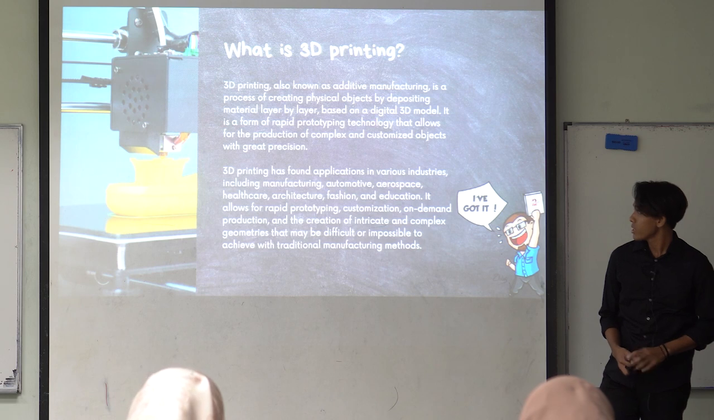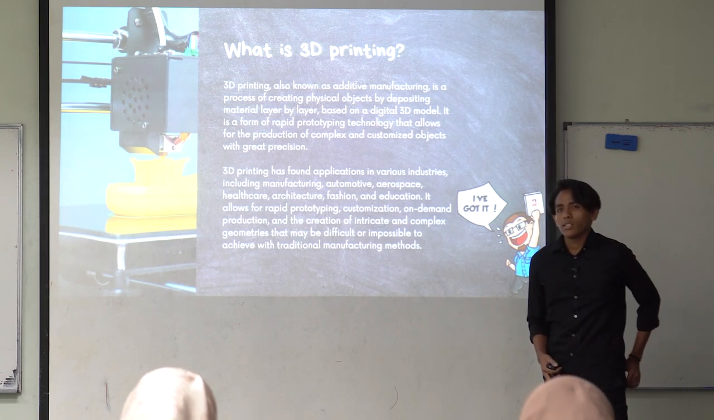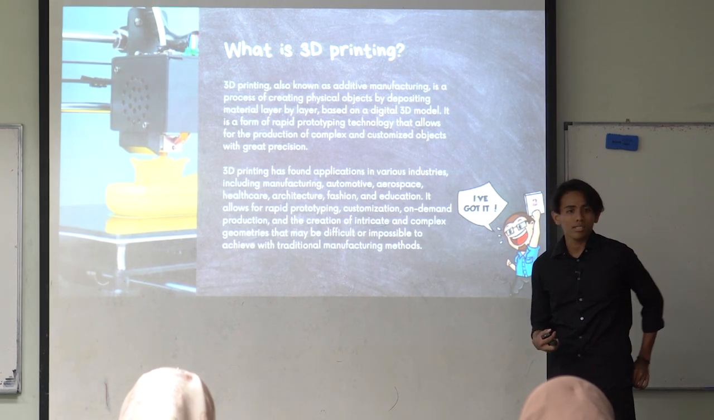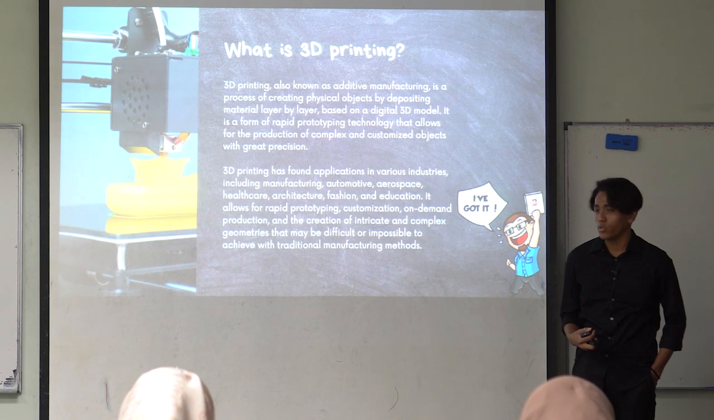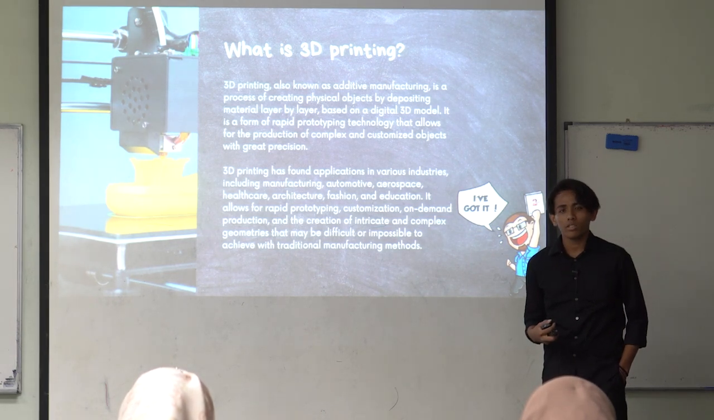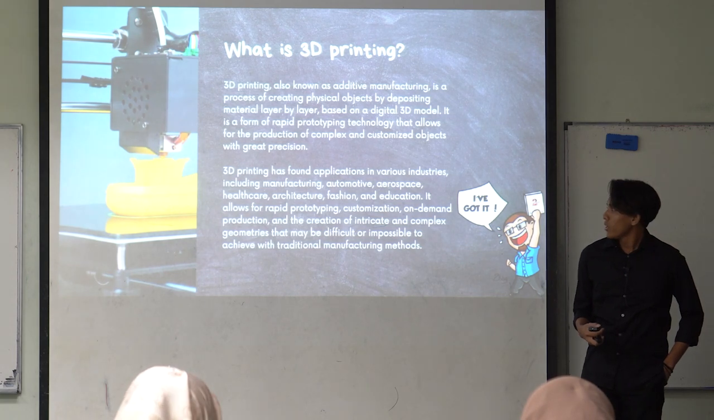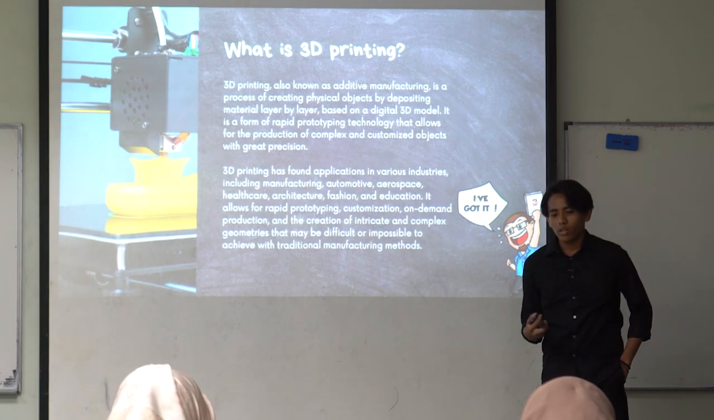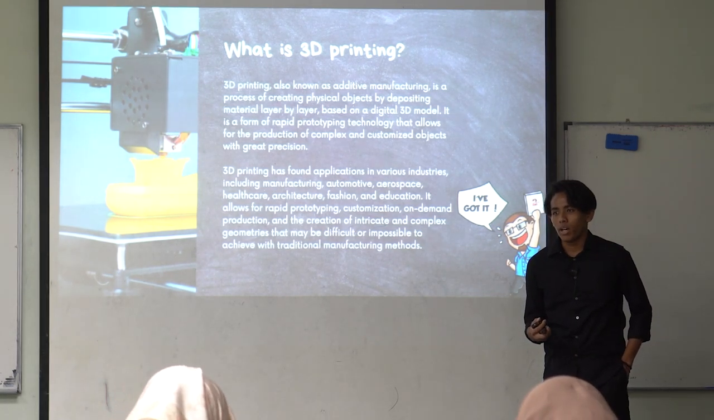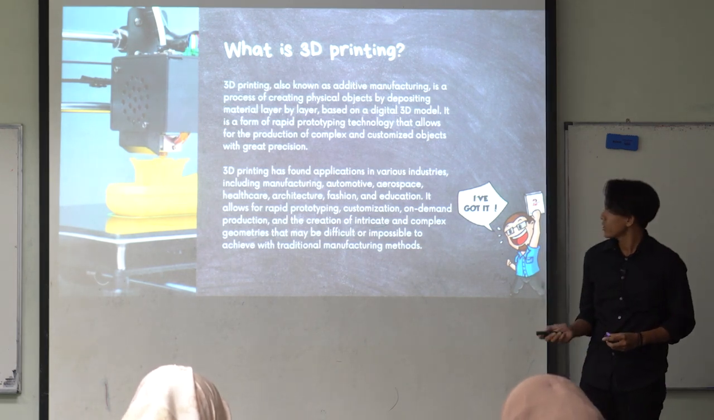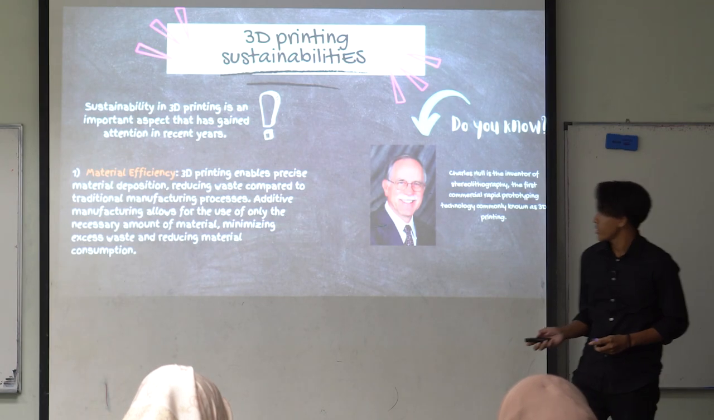In simple terms, 3D printing is just like normal printing. The difference is 3D printing doesn't use color ink cartridges like normal printing does, but it uses a special printing material which is called filament. And 3D printing doesn't print text, documents or images like normal printing, but it prints a whole real life model from the computer. So the next one I'm going to pass.